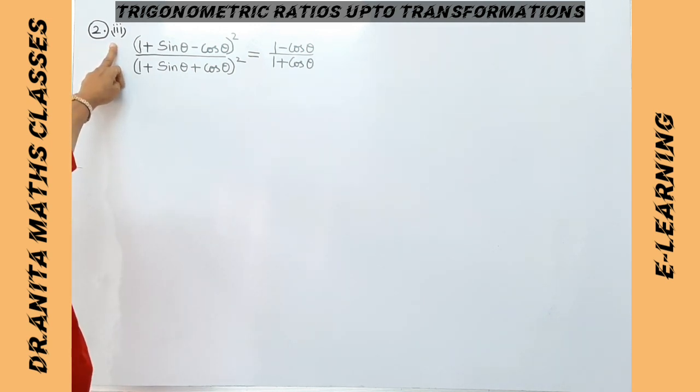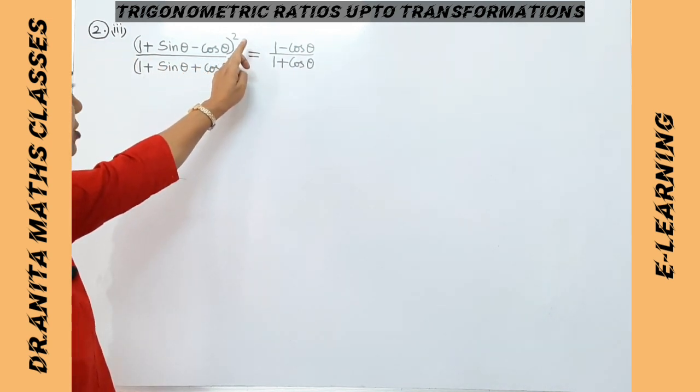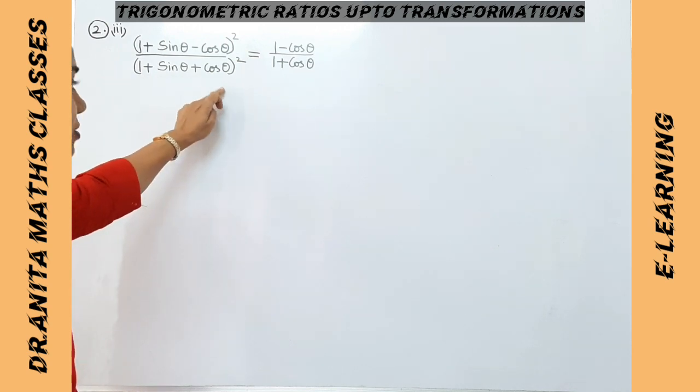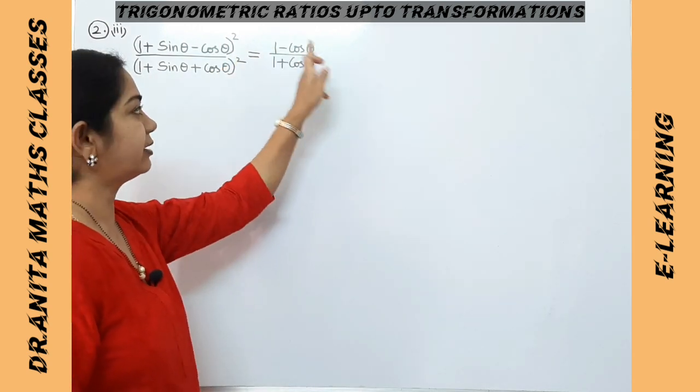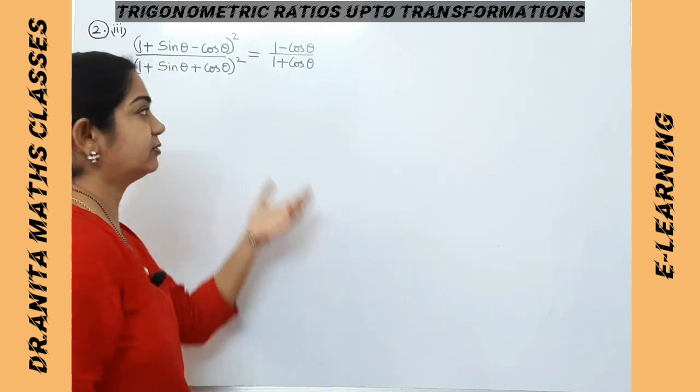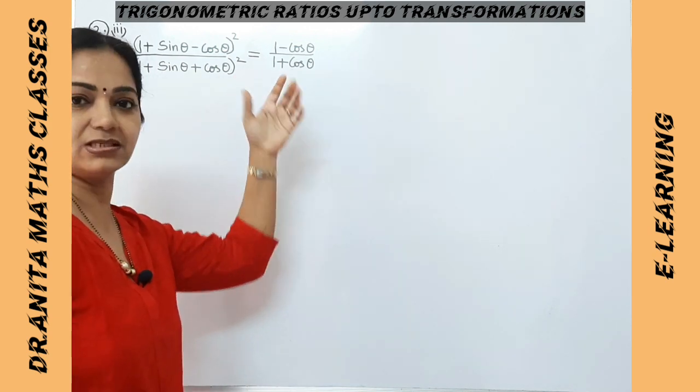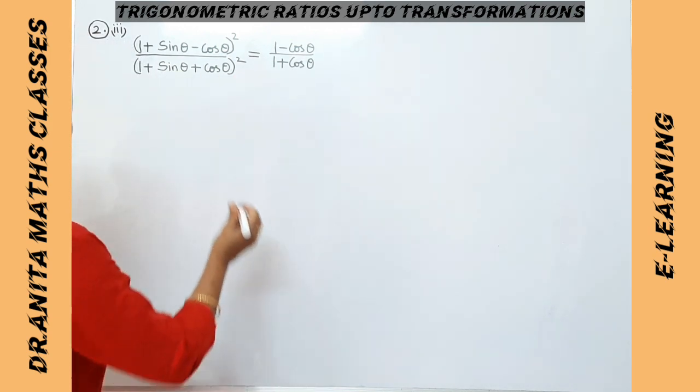Now prove that (1 plus sin minus cos) whole square by (1 plus sin plus cos) whole square is equal to (1 minus cos) by (1 plus cos). Now here clearly it is an LHS RHS problem. Now we will start with the LHS part.